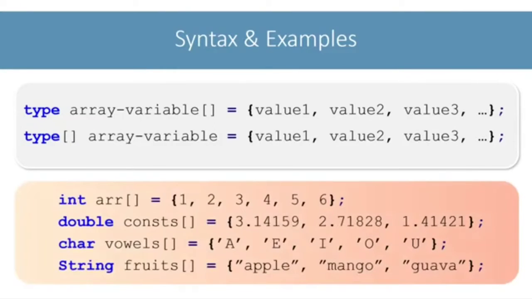Here are a few examples of declaring and initializing arrays of different types. The first example shows an int array containing 5 elements. The next example is that of a double array containing 3 elements. This statement declares and initializes a char array named vowels containing the 5 vowels. The last example shows a string array containing 3 strings.